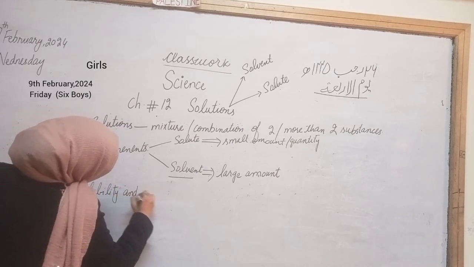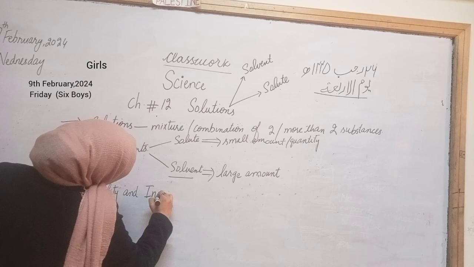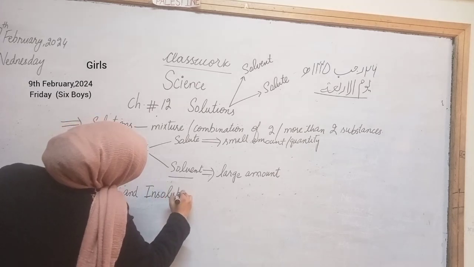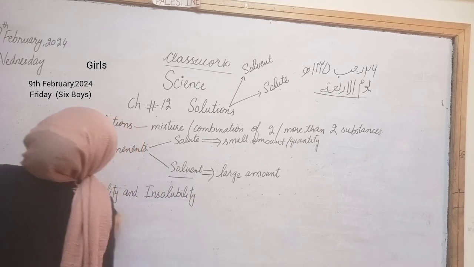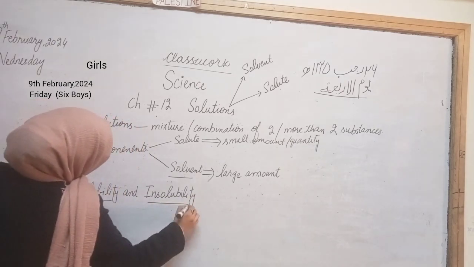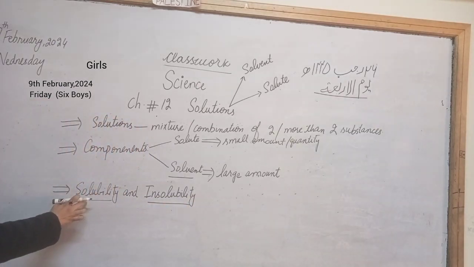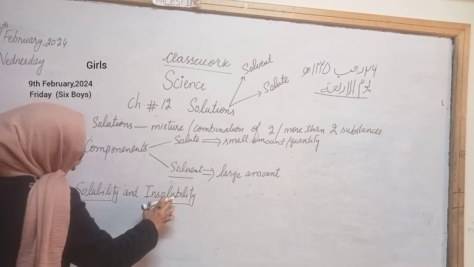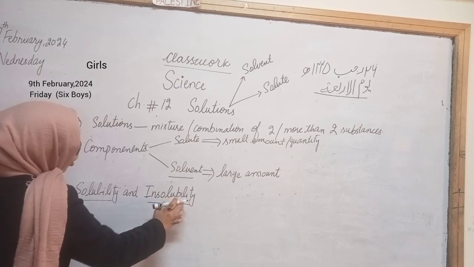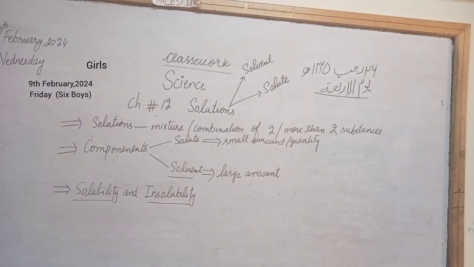In addition to it, we discussed about solubility and insolubility. And I told you that solubility, from soluble, is the ability of something to dissolve. And next one, insolubility. Insoluble, not soluble, having no ability to dissolve in mixing substances.